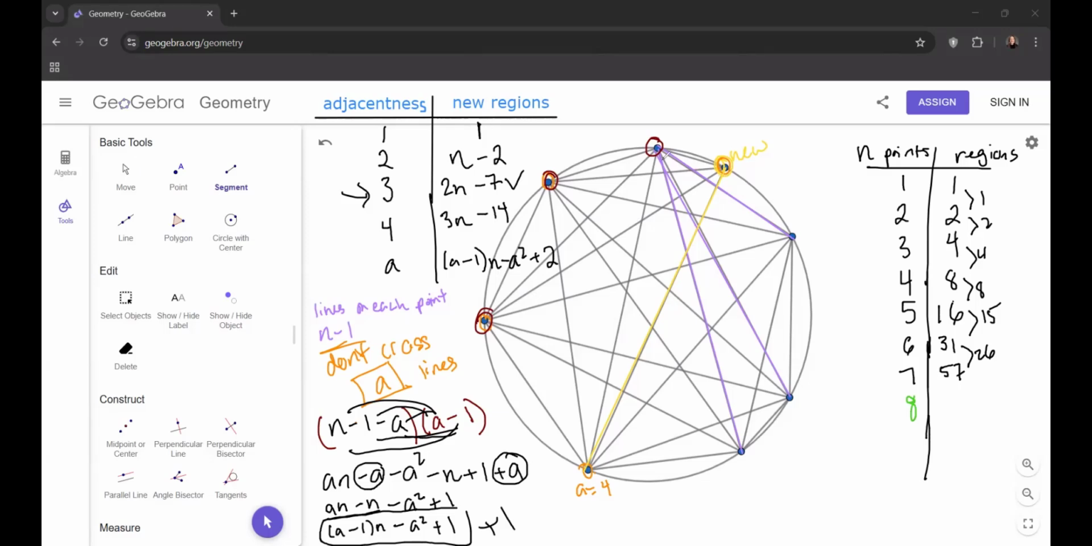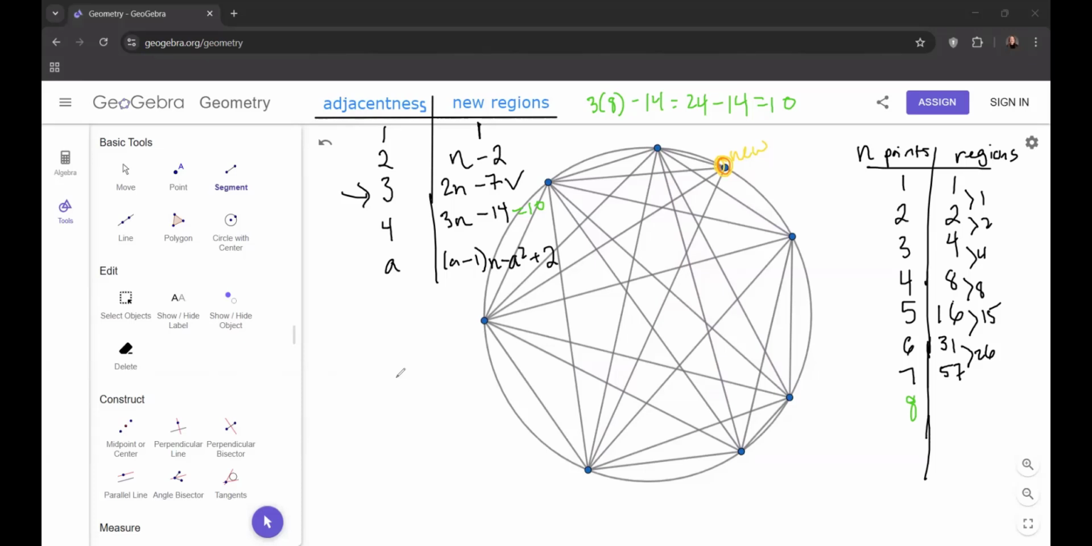So now we're on 8. 8 points are on this circle. If I plug in 8, 3 times 8 minus 14 is 24 minus 14, which is 10. So that tells me 10 new regions should be created, or in other words, 9 total lines should be crossed. So 1, 2, 3, 4, 5, 6, 7, 8, 9. So 9 lines were crossed, which means 10 new regions just got created by drawing that line, just like we were expecting. Well, let's go ahead and finish this problem.